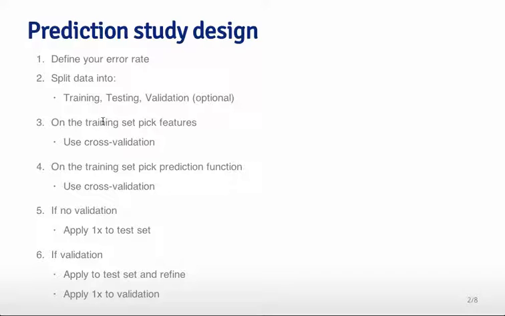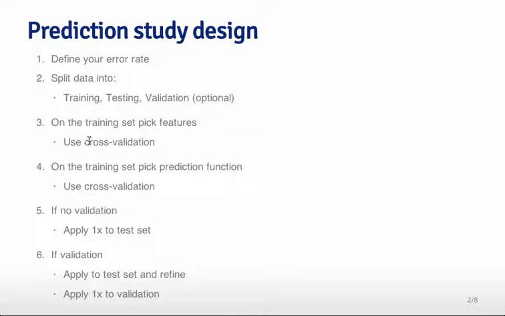Then you need to split your data, the data that you're going to be using to build and validate your model, into three components, well, two components and one optional component. So there's a training set that must be created in order to build your model, a testing set to evaluate your model, and optionally a validation set as well, which is also going to be used to validate your model.